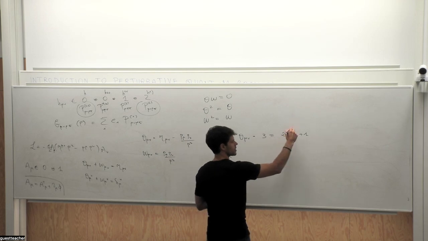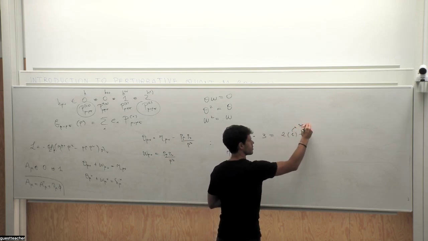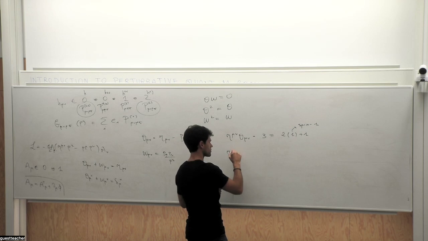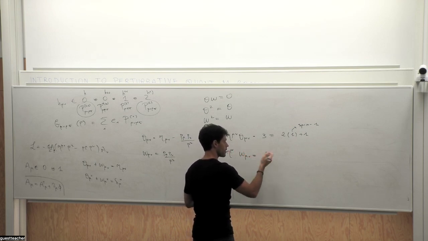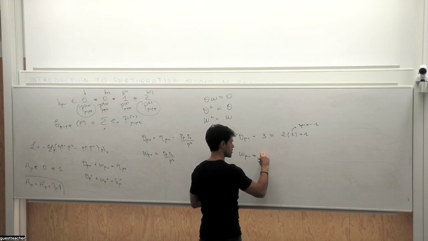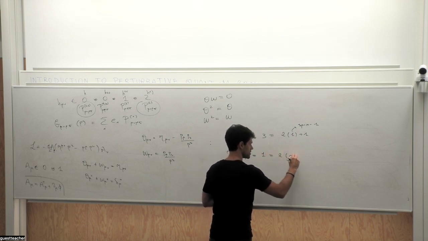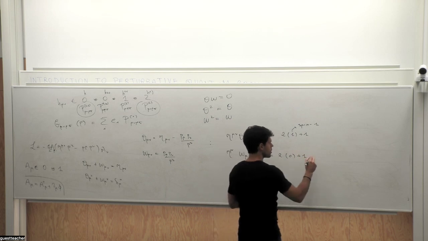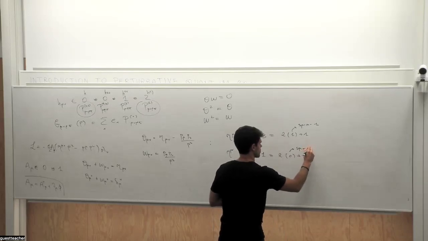And this means it will be a spin 1. And then the same for the other. If you do that, what we get is 1, which is equal to 2 times 0 plus 1, which is basically spin 0. And spin 0.